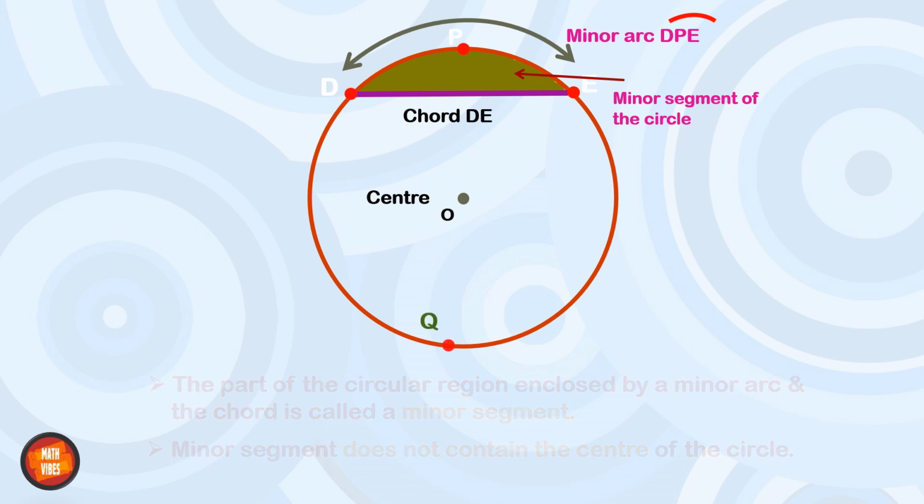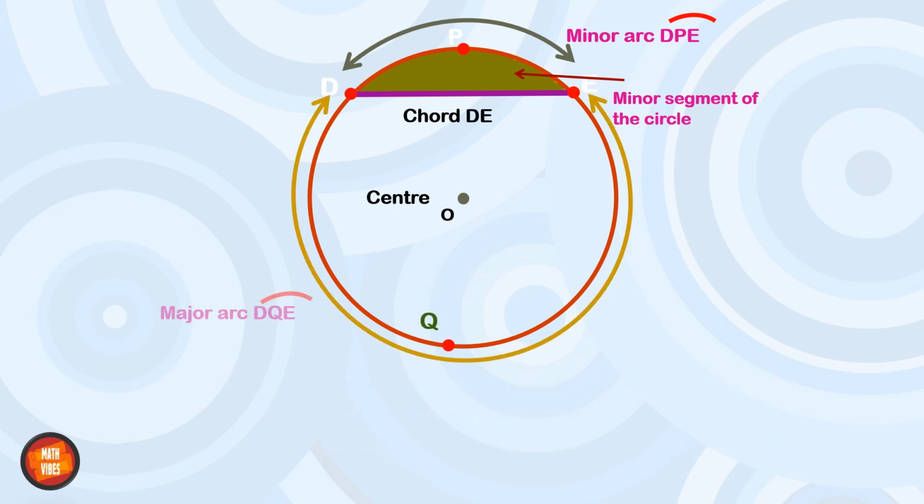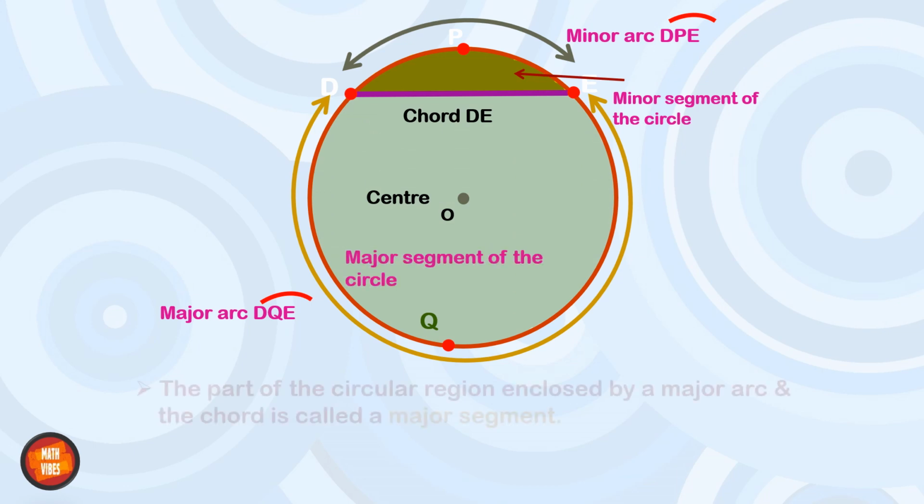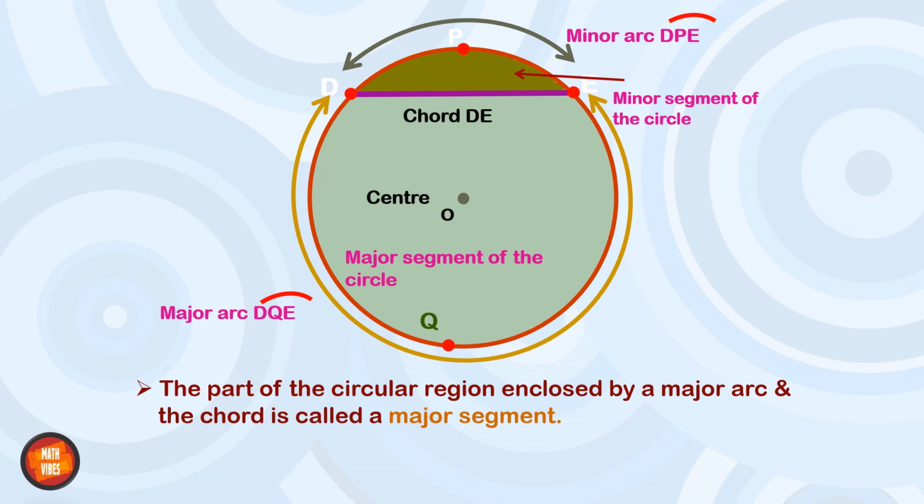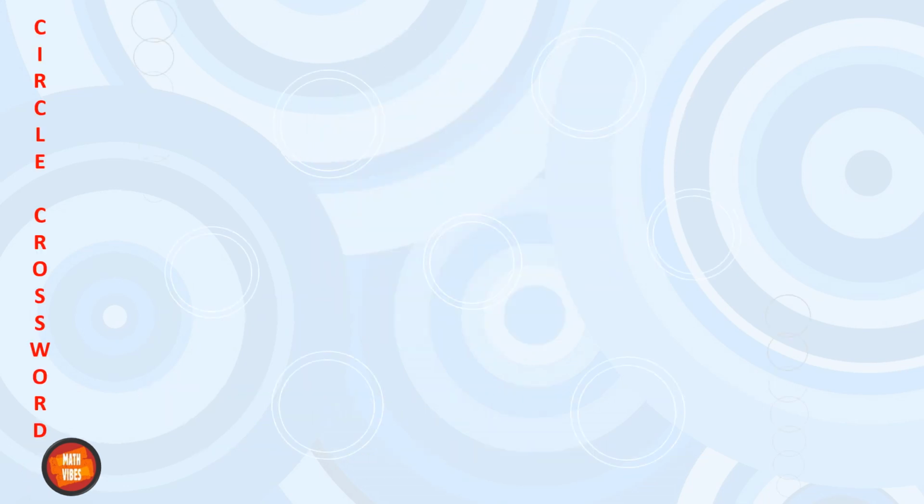But in the same way, if you talk about the other one, the major arc, which is DQE, this is the major segment of the circle. Now how is it formed? The part of the circular region enclosed by a major arc and the chord is called a major segment. So the major segment contains the center of the circle.